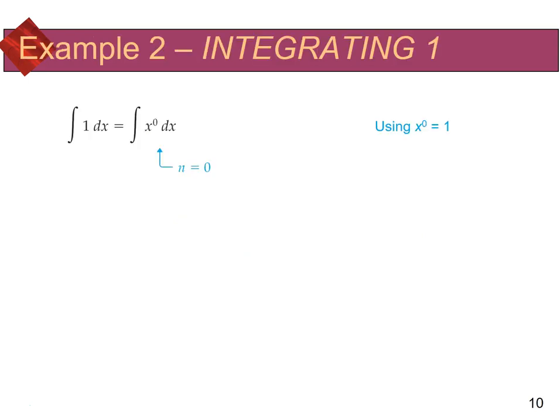Integrating 1 or any constant, basically the whole premise behind it is, if it's 1, I have x to the 0 power. I'd still use the power rule for integrals. I'm going to add 1 to that exponent, and I'm going to now divide by the new exponent of x. So, I'm going to basically have x plus c.